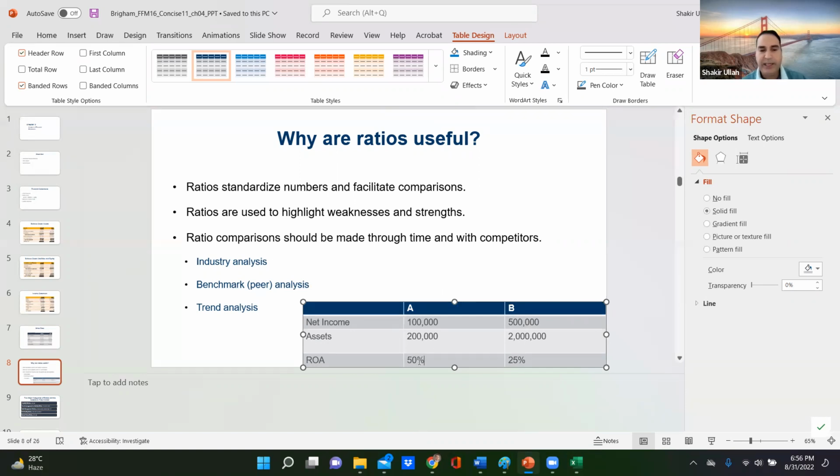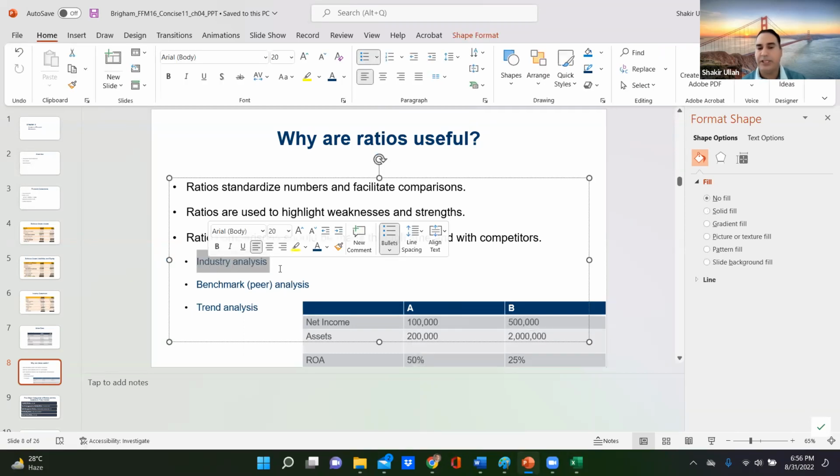Now, when we calculate these ratios, we also have to compare these ratios with the industry averages. So if I am earning like 25% return on assets, what are my competitors doing, right? How much are they earning? If my competitors are earning 40% and I'm earning 25%, I'm not good. But if I'm doing better than the industry average, then that might be a good sign.